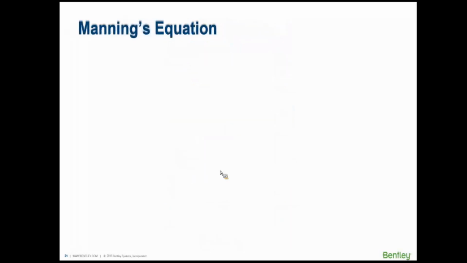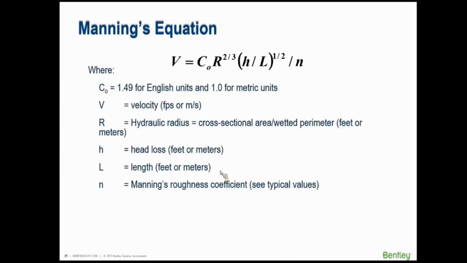Okay, the final equation to talk about is Manning's equation, which looks like this solved in terms of velocity. And it's basically a function of just the units conversion factor, the hydraulic radius, which is the cross-sectional area divided by the wetted perimeter, and how much head loss you have, what the hydraulic gradient is, this h over L, and then an n value. So the n value is a roughness value for Manning's equation.